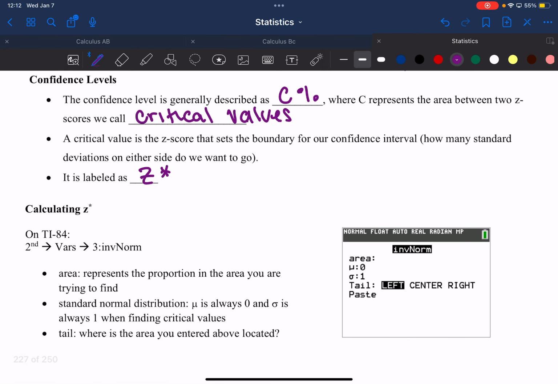Okay, this is where you're going to need your Chromebook out, so make sure you're on Desmos. And then I'm going to write the steps so you have the Desmos steps.